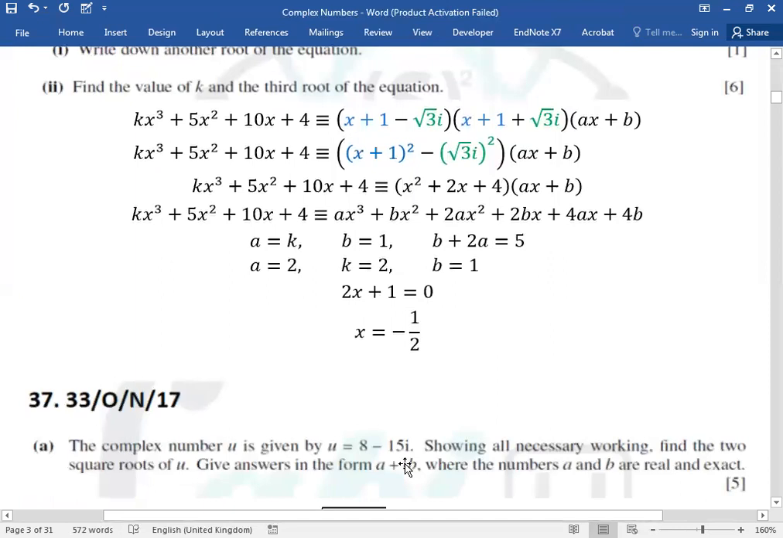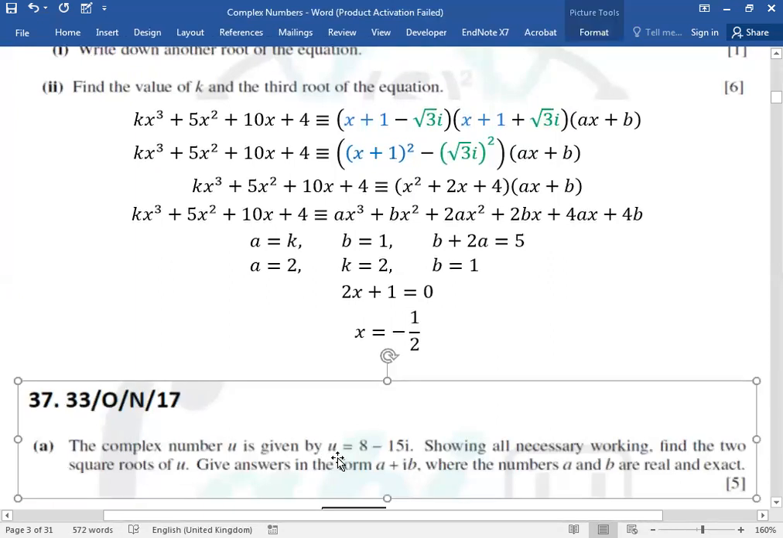Okay, let's go through another example. The question has provided us with u, 8 minus 15 iota, and the question wants you to get the two exact square roots of u.